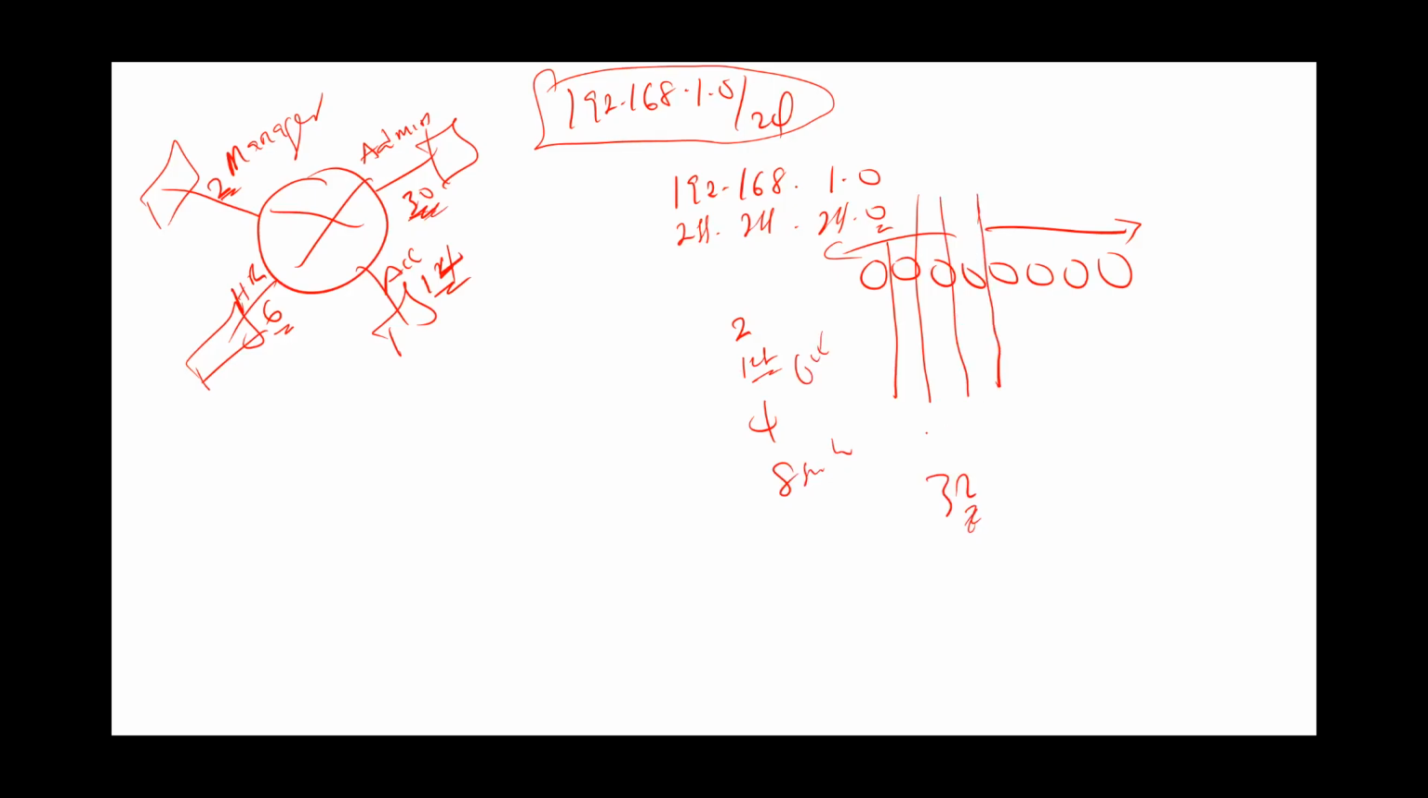What if I borrow 4 bits? 2 raised to the power 4 will create 16 subnets, and we have 4 zeros left on the right. 2 raised to the power 4 is 16. That would be 16 addresses per subnet. This cannot take care of what I'm looking for. So the best I can do is to borrow 3 bits and create 32 addresses per subnet.